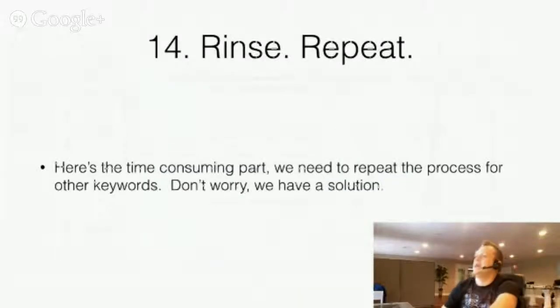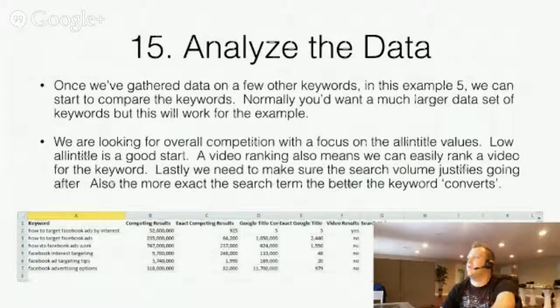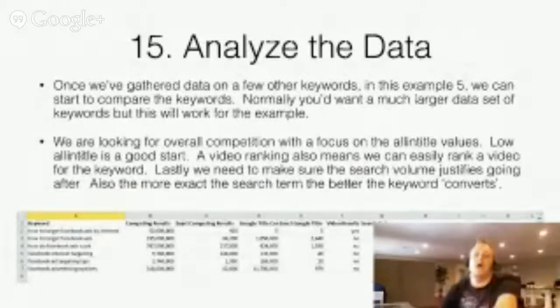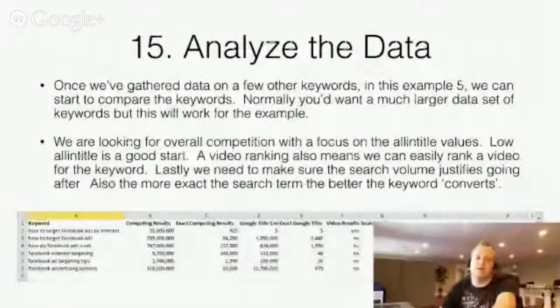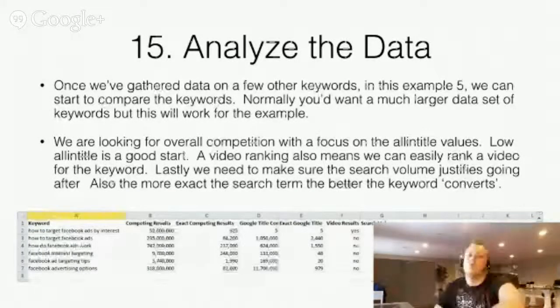So step number 14 is rinse and repeat. Here's the time-consuming part. We need to repeat the process for other keywords, but don't worry, we have a solution. We'll talk about that in just a couple of minutes. Step number 15 is to analyze the data. Once we've gathered data on a few other keywords, in this example we got 5, we can start to compare the keywords. Normally you'd want to have a much larger data set, but this will work for this example. So what we're looking at is the overall competition with a focus on the allintitle results.